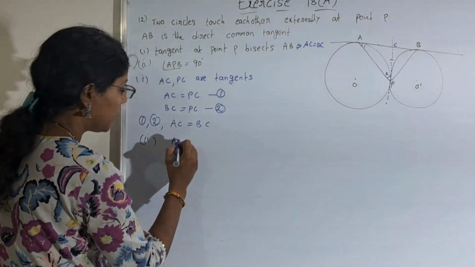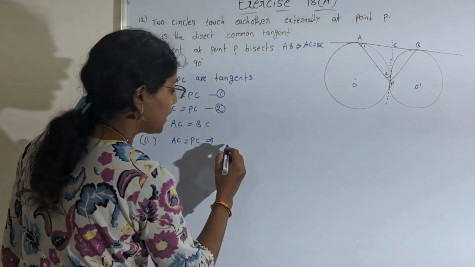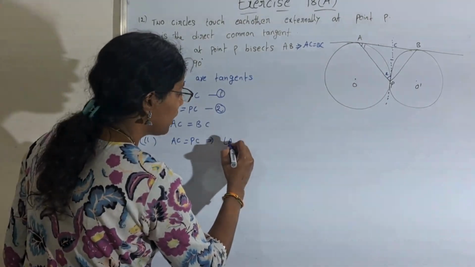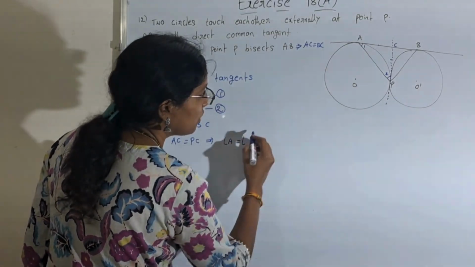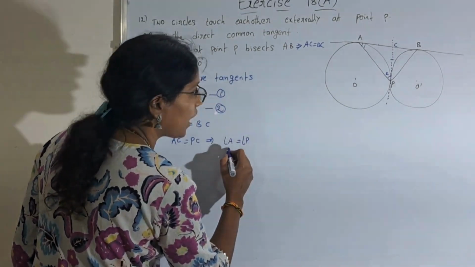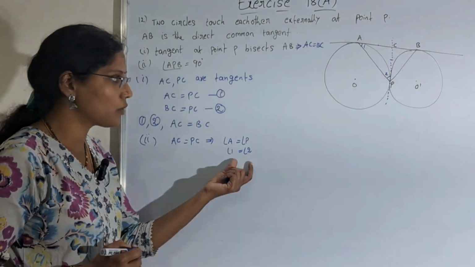Here AC is equal to PC. So opposite angles are equal. Angle A is equal to angle P, that means angle 1 is equal to angle 2. Easily we can find this out.